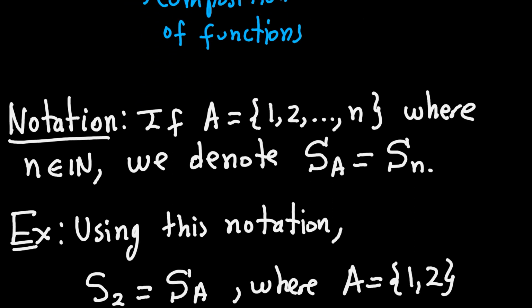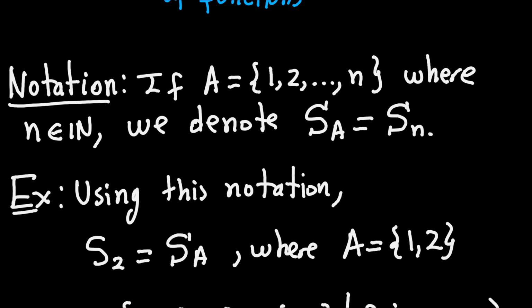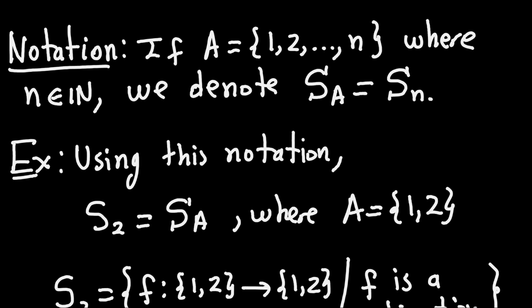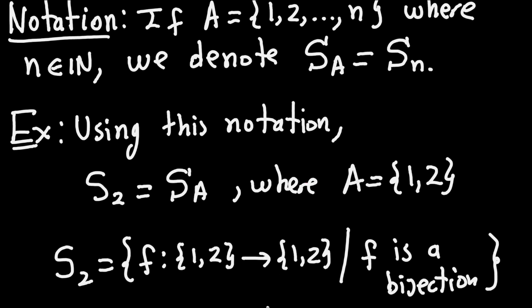Now we're going to simplify the notation a little bit. When the set A is the numbers from 1 through n, where n is a natural number, instead of saying S of A, we're going to denote it by S of n. This is just to simplify the notation. So S of n really means all the functions from this set to itself that are permutations.